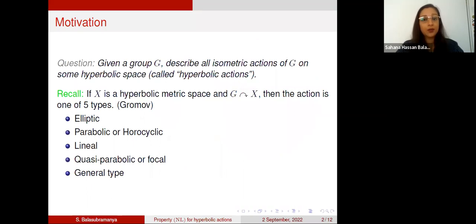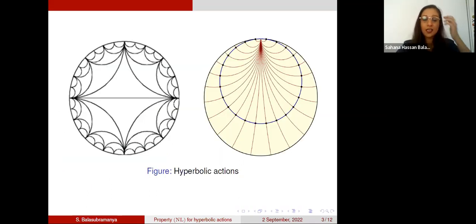So in order to be able to answer our question, we need to understand, given a group G, how can it possibly act in one of these 5 ways on some hyperbolic space? And even though this question is pretty natural and pretty simple to state, it's extremely non-trivial to answer.